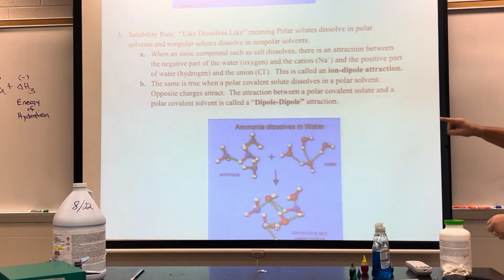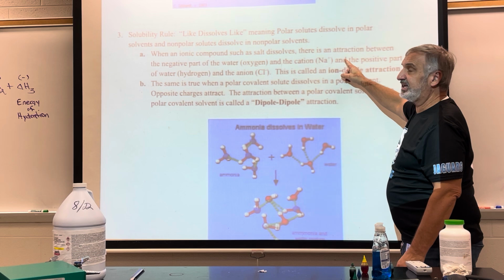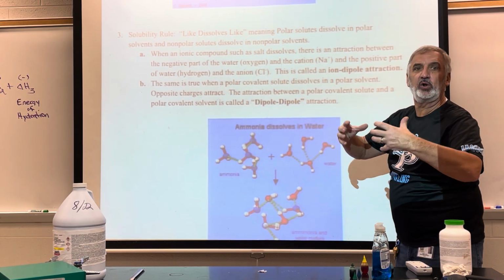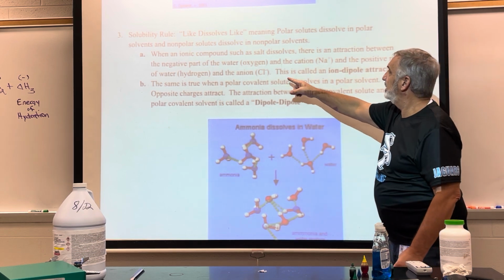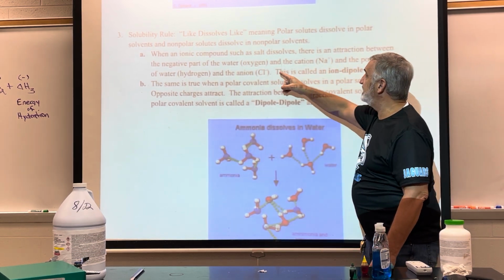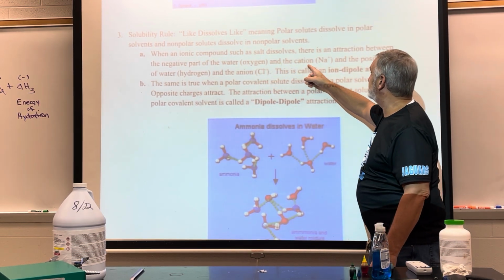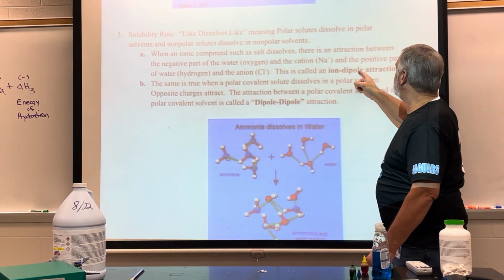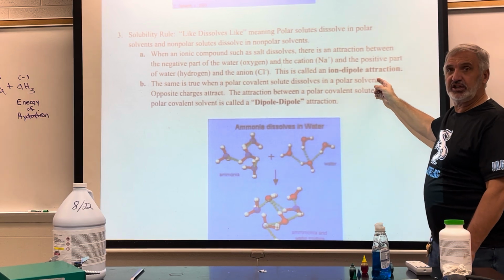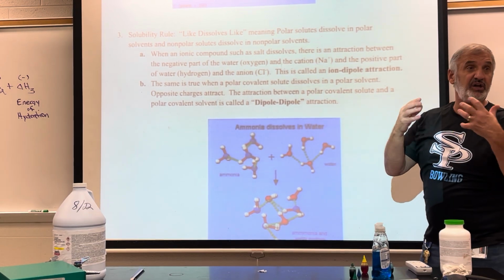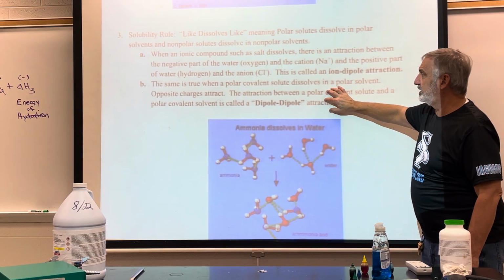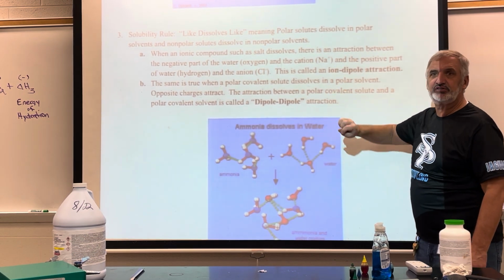If it's compounds such as a salt, like NaCl, we're going to have the strong ion to dipole attraction, which allows the negative part of the water to be attracted to the cation, the positive part of the water to attract to the anion. This is called ion dipole. This is a very strong solute to solvent attraction, which causes it to be very soluble. Same thing on polar. Positive attracts negative, positive attracts negative.